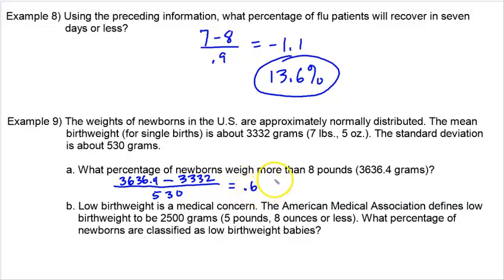Looking up 0.6 and its related percentile score, that would be 72.6%. Well, that would be the percentage that weigh 8 pounds or less. So we're going to have to do that subtraction again. We're going to do 100% minus the 72.6, and so our answer here is going to be 27.4%.